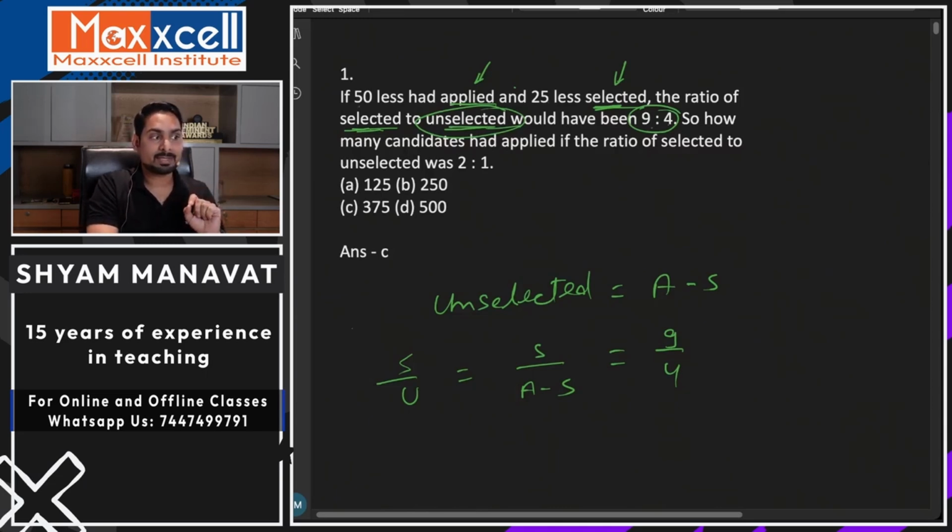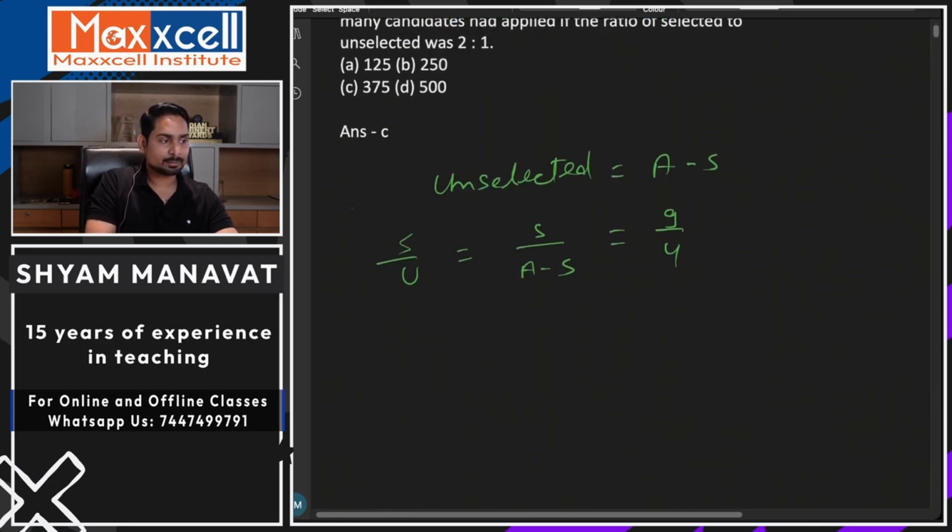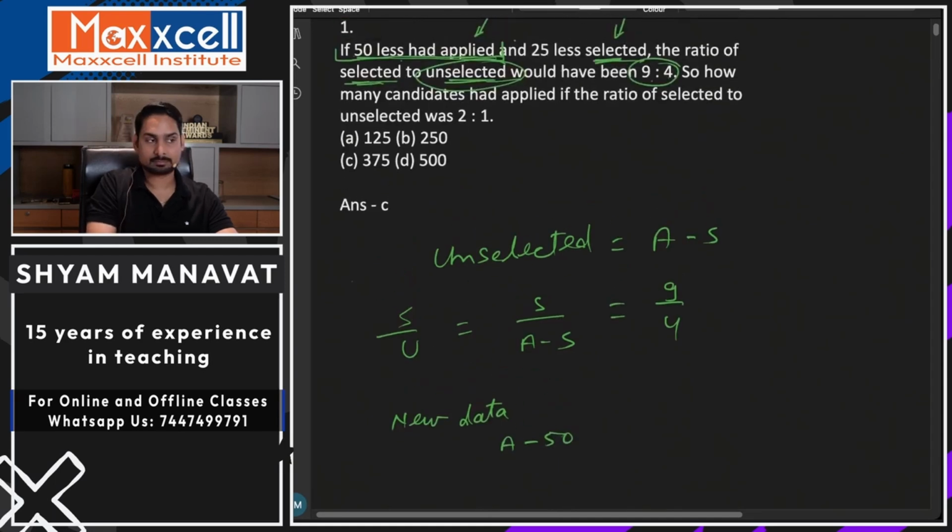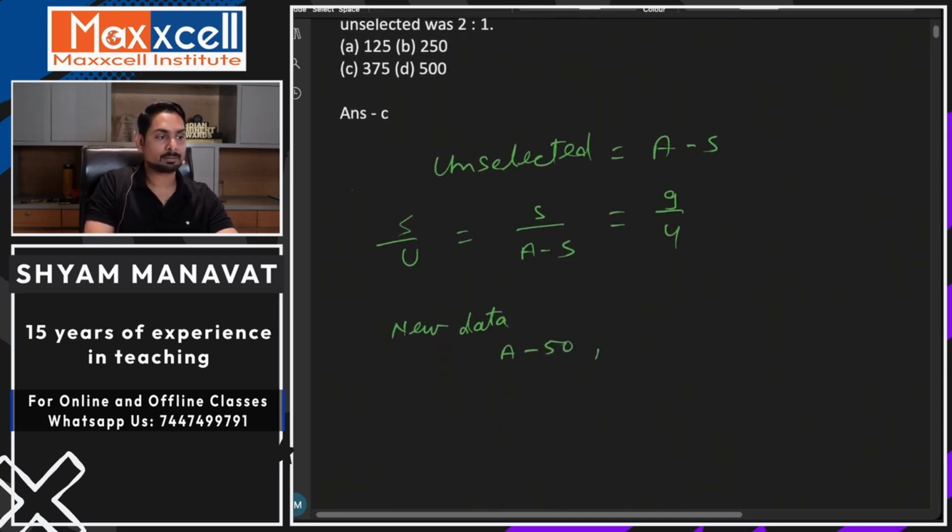If 50 less had applied, you will be able to say only when you know how many people have applied. Do you agree? So if I assume that A number of people applied and S number of people got selected, then the new data which they are talking about is nothing but A minus 50 for the applied people and S minus 25 for the selected people. Don't get confused here. This is S. This is not 5.